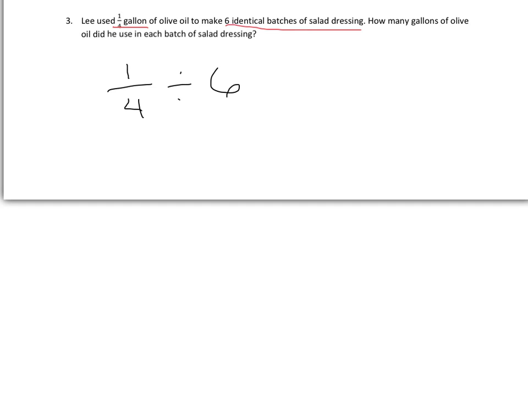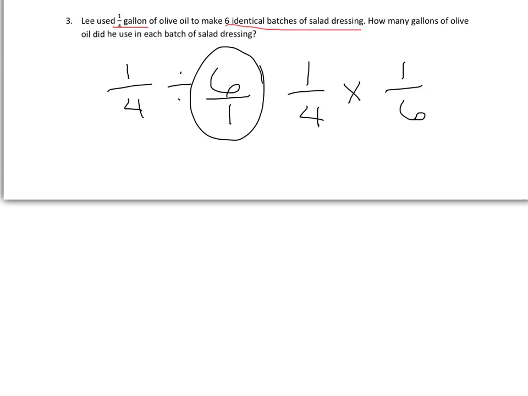The first thing we need to do is put the 6 over 1. 6 over 1 is still equal to 6. Now, we don't actually divide. We flip the second fraction, so 6 over 1 becomes 1/6. We bring back the 1/4, and now instead of dividing, we are going to multiply. 1 times 1 equals 1. 4 times 6 equals 24. Each batch of salad dressing took 1/24 gallon of olive oil to make.